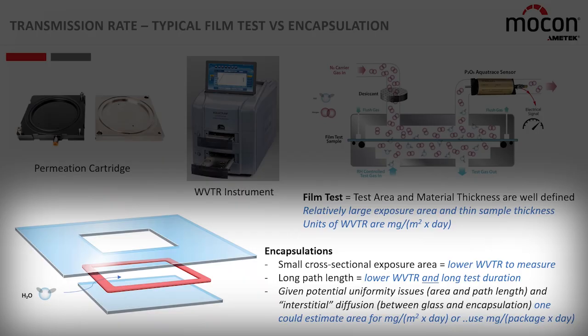So that gives us a lower transmission rate, but also, let's say you double the material's thickness, the time to equilibrium is 4 times longer. So a relatively long diffusion path gives us really long test durations. So it's something that needs to be considered when testing encapsulation.